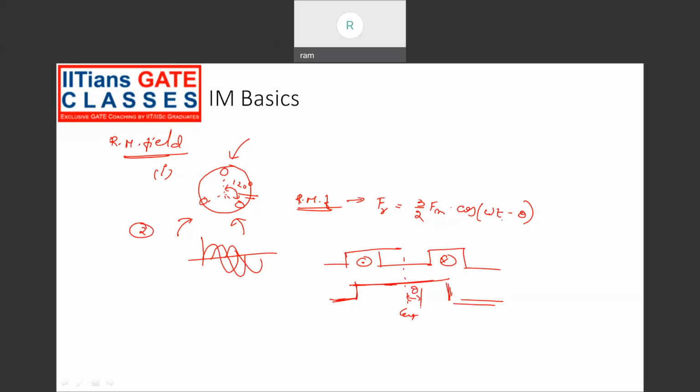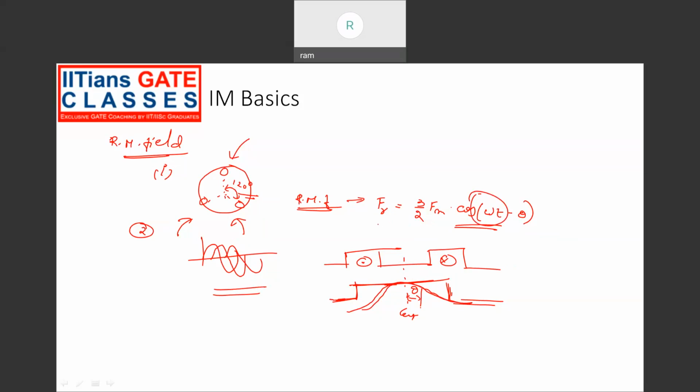Now from this expression, if you clear that with respect to time, the MMF wave keeps on rotating at frequency. We'll be getting a rotating magnetic field. We know that whenever sinusoidal current passes in a three-phase winding, we'll be getting a rotating magnetic field whose magnitude is given by 3/2 Fm cos(omega t minus theta), and it rotates with a synchronous speed.